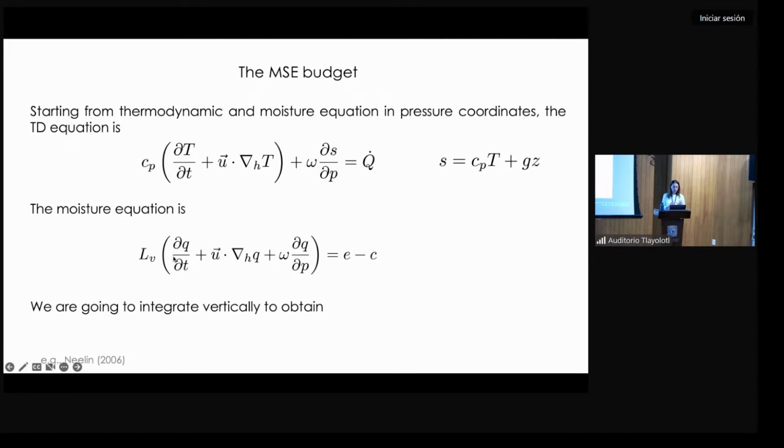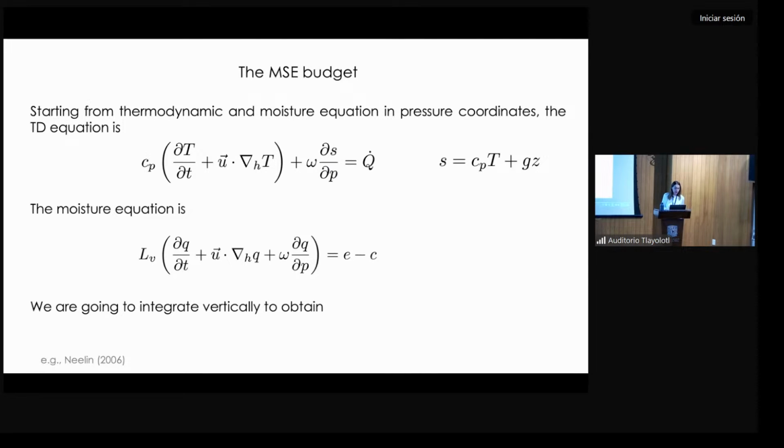I don't want to go through the details here. I have an additional slide in case you're interested, but here I am using pressure as my vertical coordinate. And so omega represents this vertical pressure velocity, which is negative for upward motion, positive for downward motion, because pressure decreases with height.